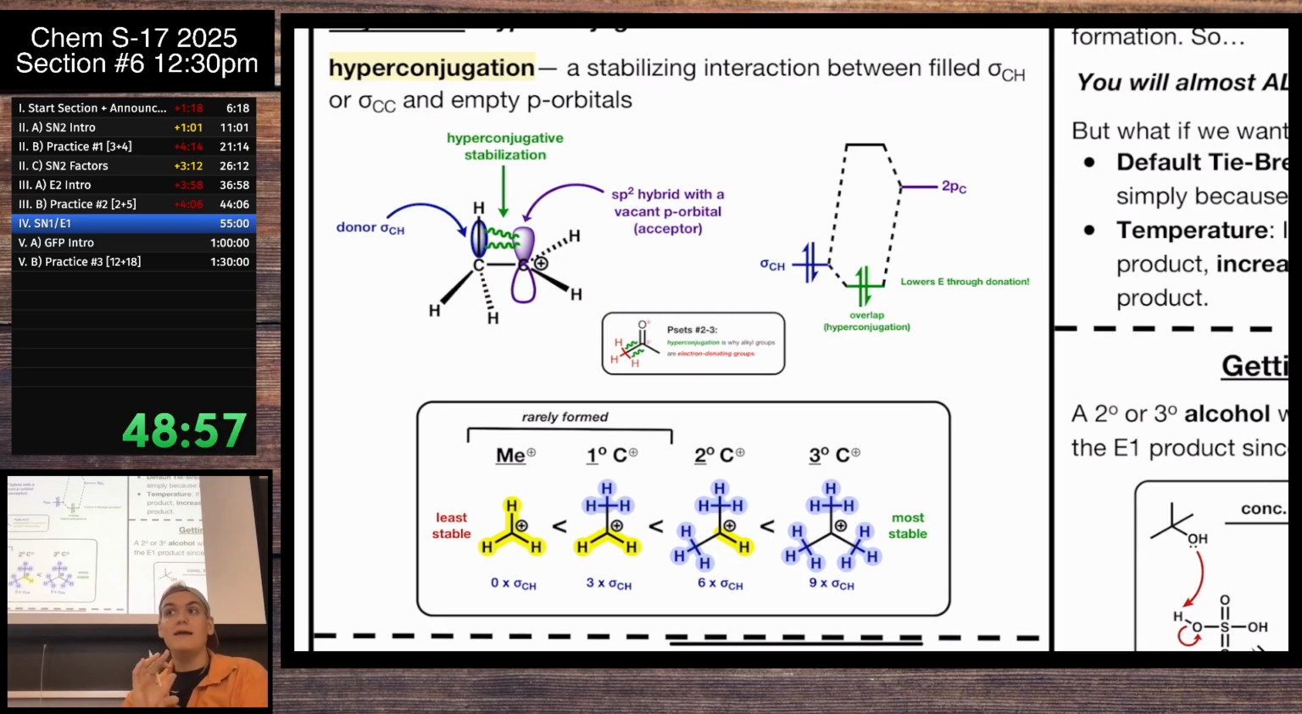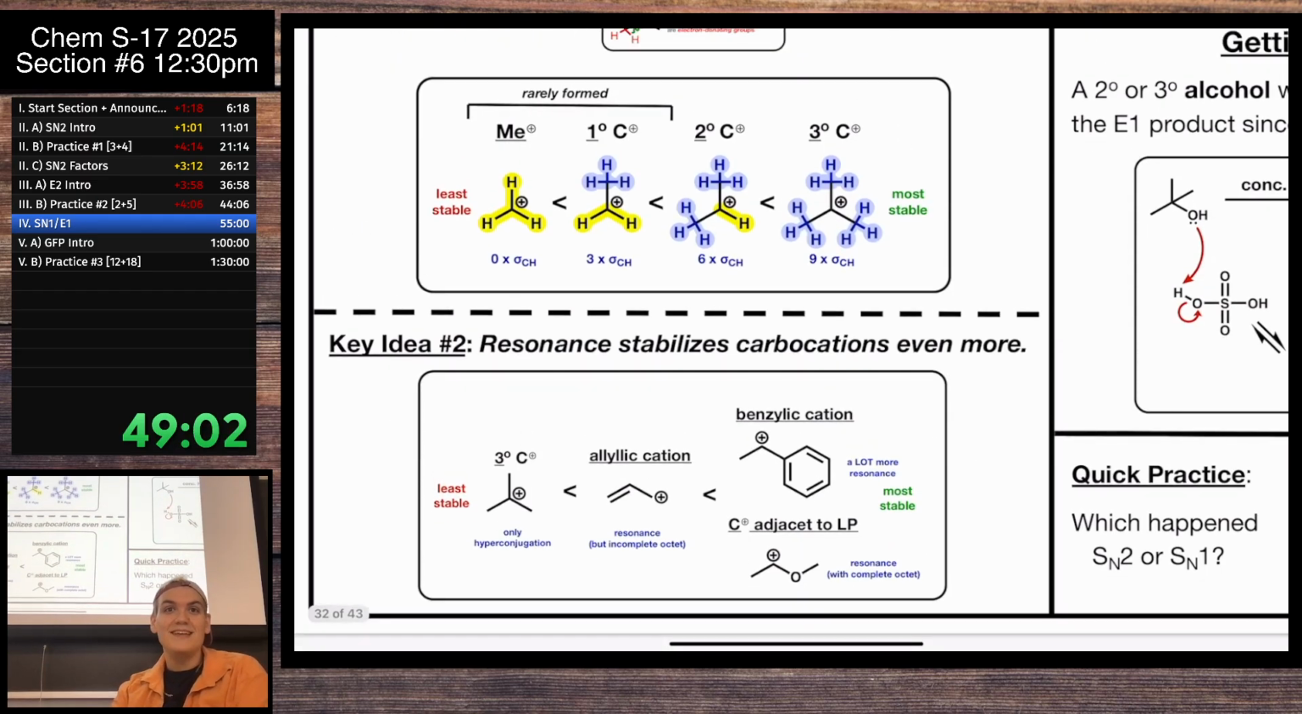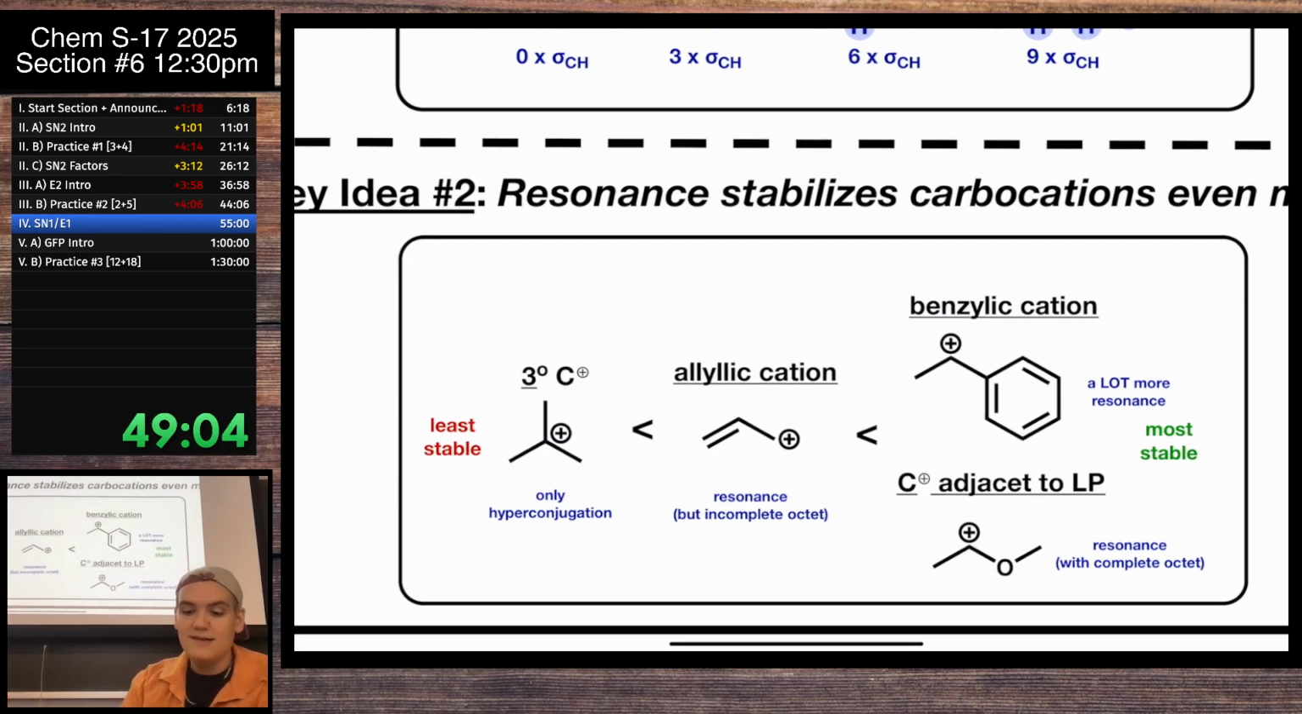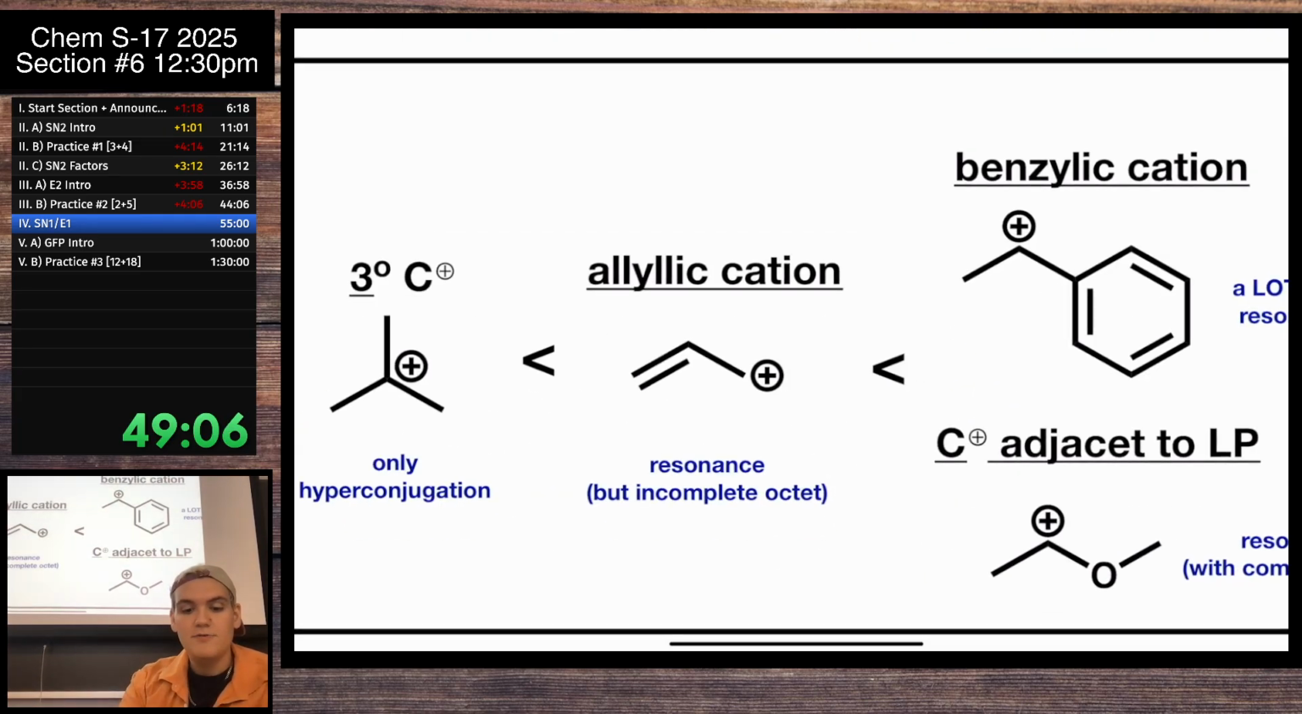But there's another way that we can stabilize carbocations. That's resonance. She's the answer for 80% of the things. So if we have a carbocation next to an alkene, we have a resonance structure here.